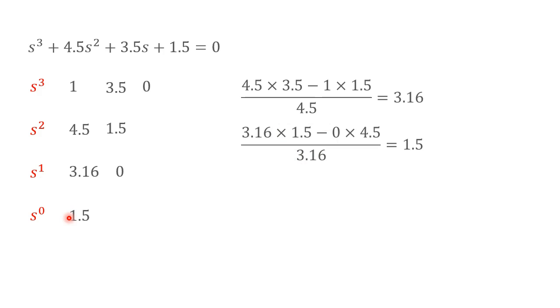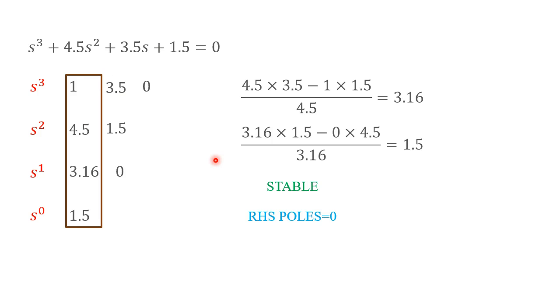Okay, now let's see the first column here. Do you see any sign changes in the first column? No. No sign changes. So all the poles are residing on the left side of the S-plane, and the system is a stable system. So it will be stable and all the poles are on the left hand side. So RHS poles will be 0. Okay. Now let's see another example.